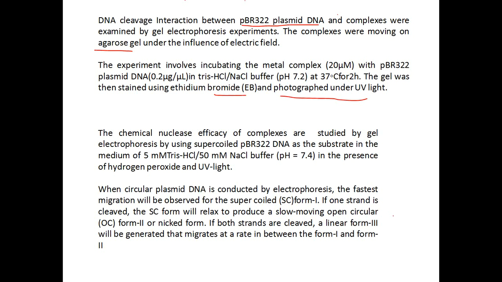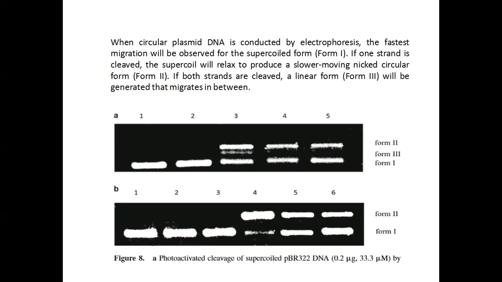But the first, when it gets nicked, meaning when one strand breaks and it opens up into an open circular form or relaxed form, it moves very slowly because of its larger size. It increases its size on opening up, so its movement is reduced. And when the two strands also break and it forms a linear DNA, its movement slightly increases compared to the open circular form. So the three show different kinds of bands in the analysis, right?